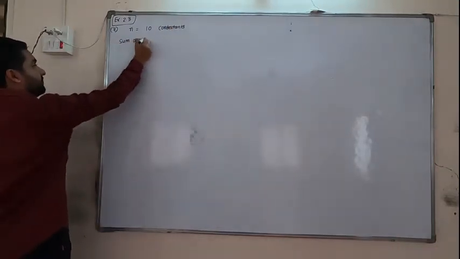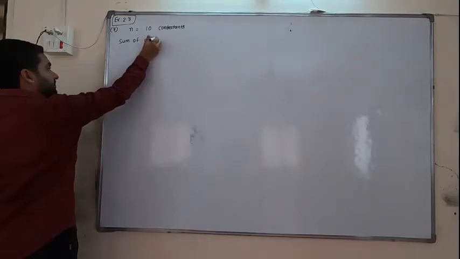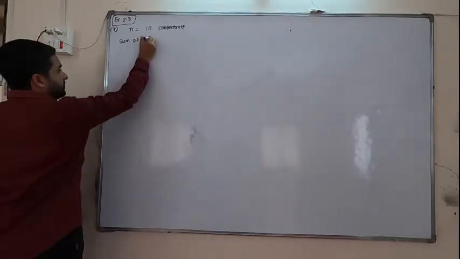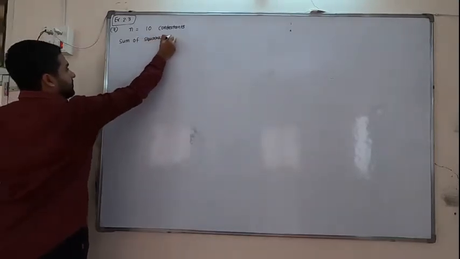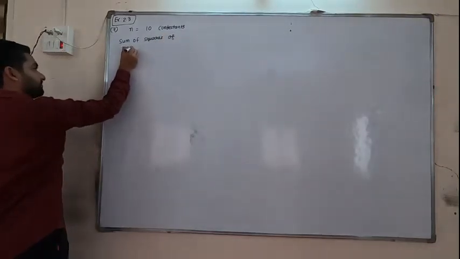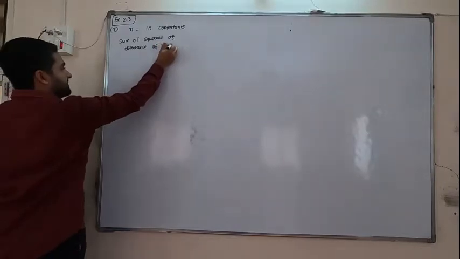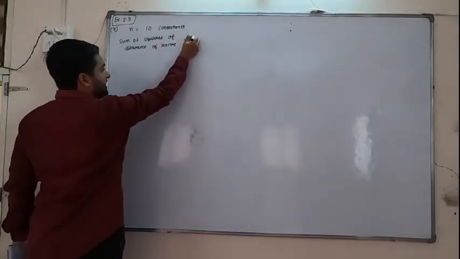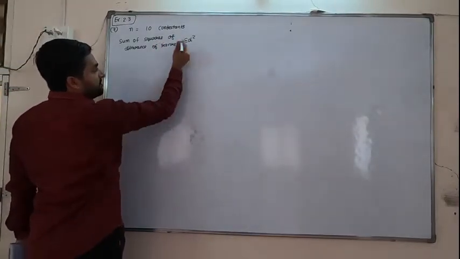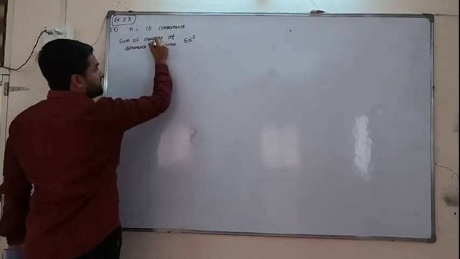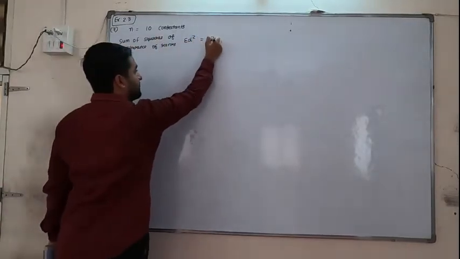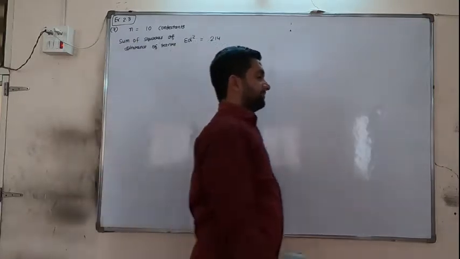Sum of squares of difference of ranks is sigma d square. Difference of rank is d, square is d square, sum means sigma d square, which is 214.